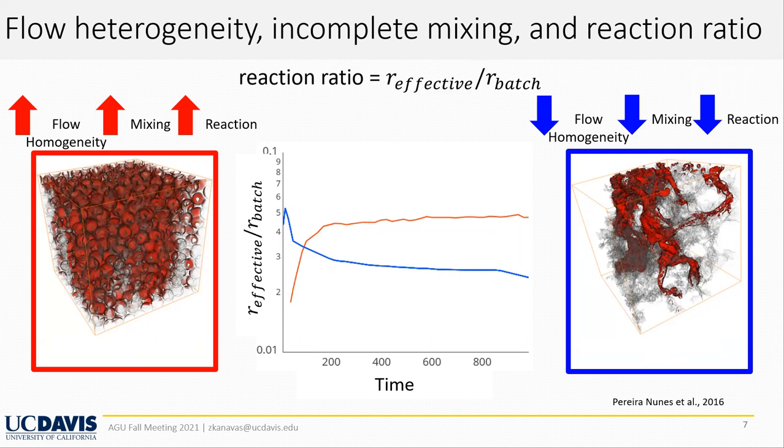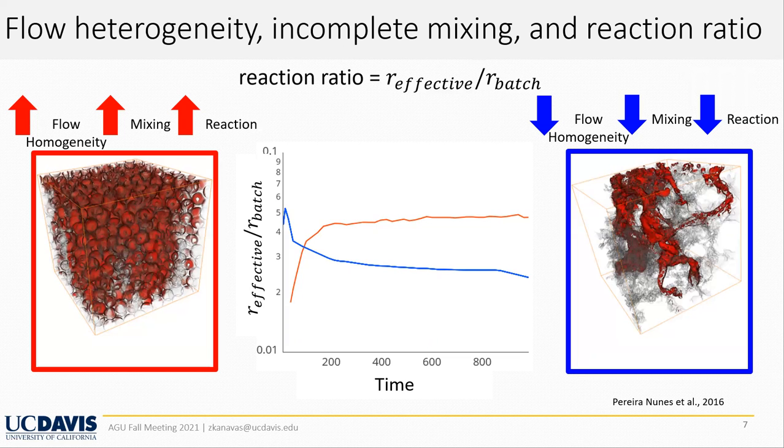The middle plot shows the temporal evolution of reaction ratio for both samples. Here, the uniform sample, shown in red, reaches a stable high reaction ratio, indicating the effective and batch reaction rates are relatively similar. Conversely, the complex sample, shown in blue, stabilizes at a lower reaction ratio, indicating that the effective and batch reaction rates are very different. The point is that more homogeneous flow fields lead to higher reaction rates.